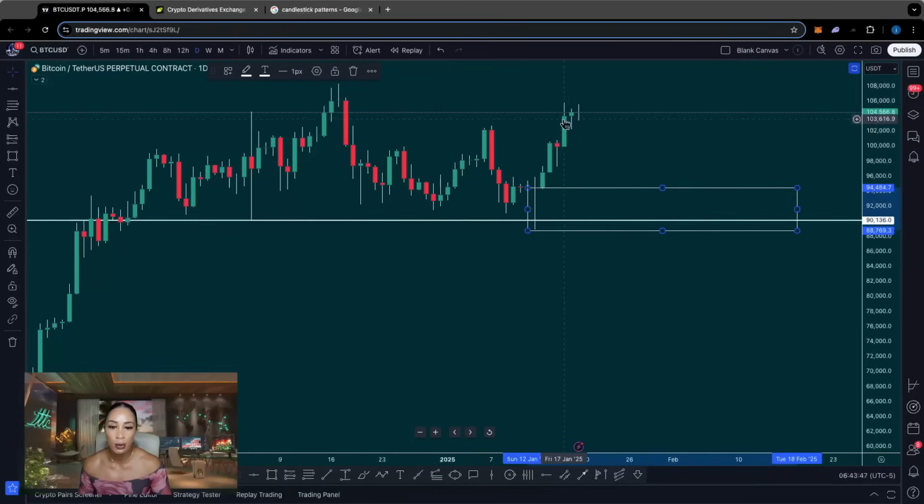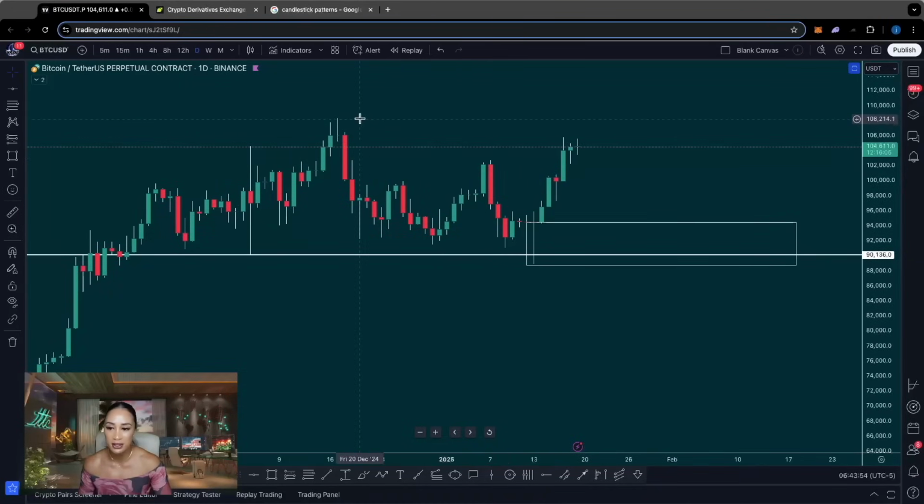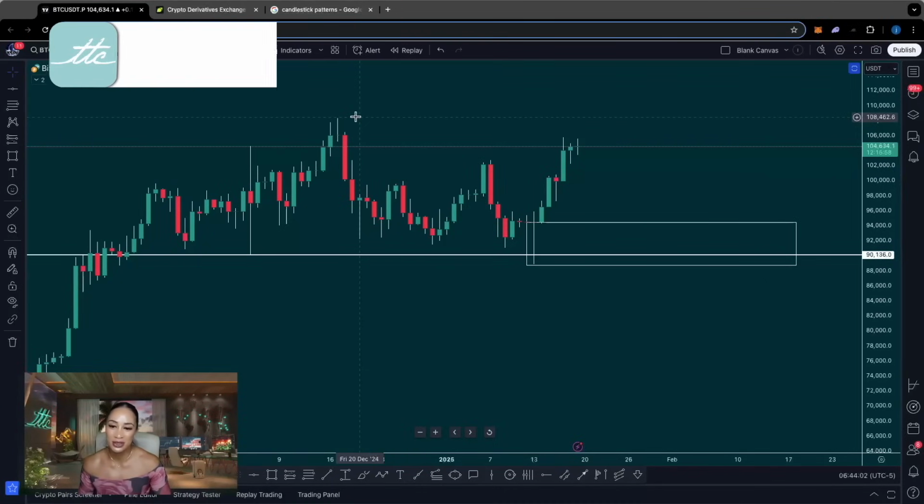From there, price quickly moved to the upside, liquidating or taking out anyone who had stop losses above previous resistance levels. Anyone who had stop losses at 108,460 are still safe so far.